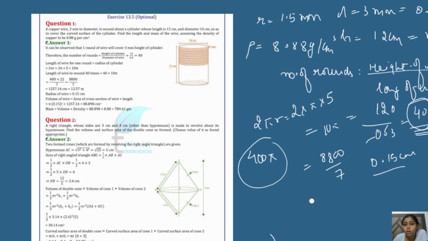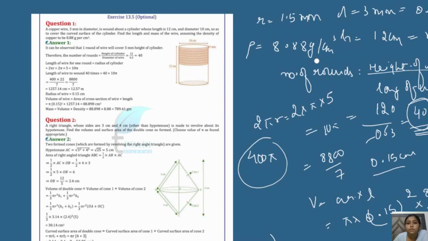So volume of the wire will be area into length. Now area of the wire, you know that wire is always circular, so it is pi into r, which is 0.15, whole square, right, into length we have calculated as 8800 by 7, right. So we can just calculate it and we will find out the volume of the wire.